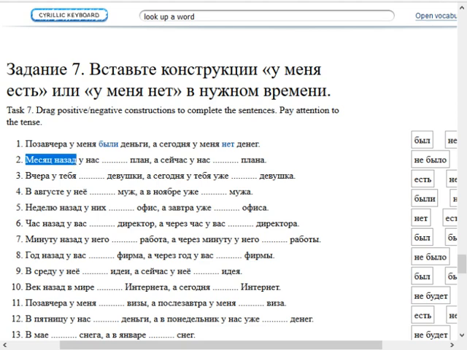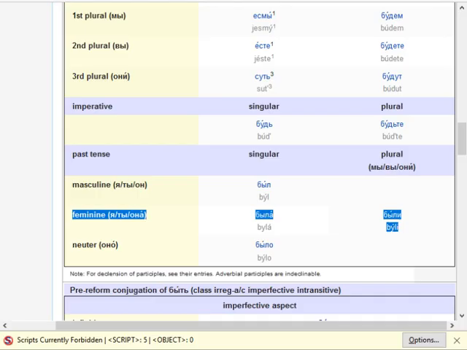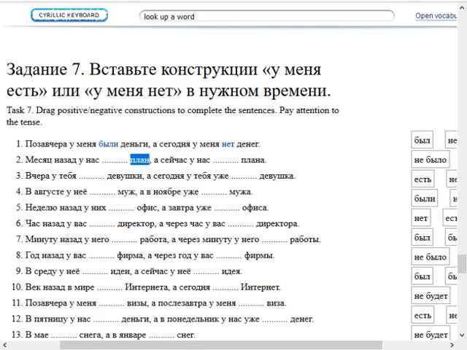Месяц назад, a month ago, у нас something plan. So a month ago, we had a plan. Plan is masculine, so again, we should go to past tense here. And so for past tense, masculine singular, it's был. So that would then be this here. Месяц назад у нас был план.